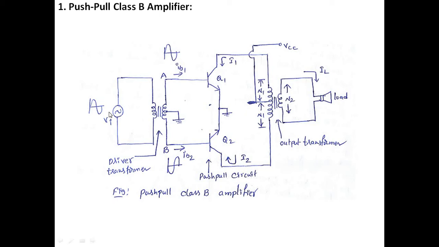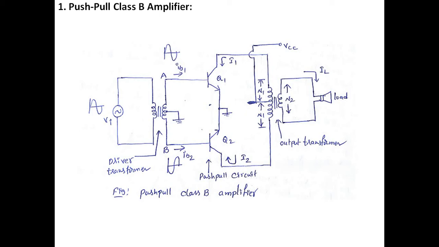You apply a positive half cycle. This point A becomes positive and this point B becomes negative: plus, minus, plus and minus. And you know this is an NPN transistor, and this is also an NPN transistor. You provide a positive to the base, then only the transistor turns on; until then it is off.